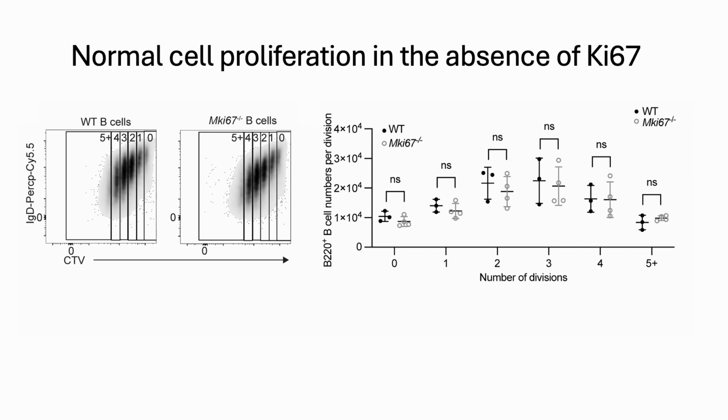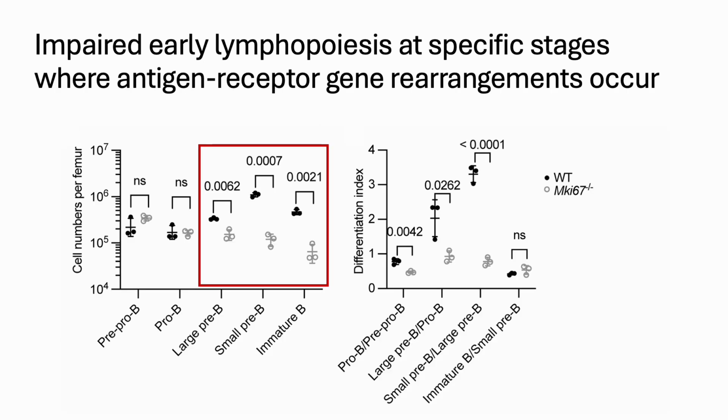The reduction in lymphocytes was not due to impaired proliferation potential of mature Ki67 knockout cells, as demonstrated here by the normal in vitro division of Ki67 knockout B cells. Instead, we discovered significant impairment at the large pre-B, small pre-B, and immature B cell stages in early lymphopoiesis. Using a differentiation index, we revealed that impairment first occurred at the transition from pre-pro-B to pro-B stage. Similar defects were observed in T cell development, also not shown here.